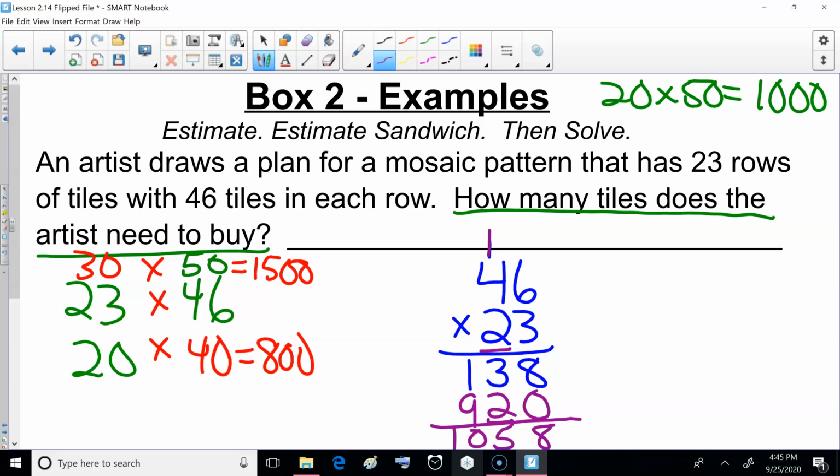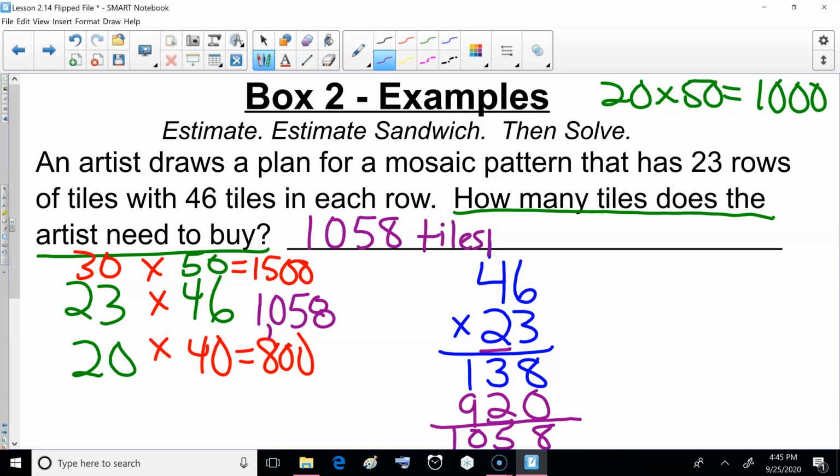So our answer would be, how many tiles does the artist need to buy? Well, we see this fits between these two numbers. So it would be 1,058 tiles.